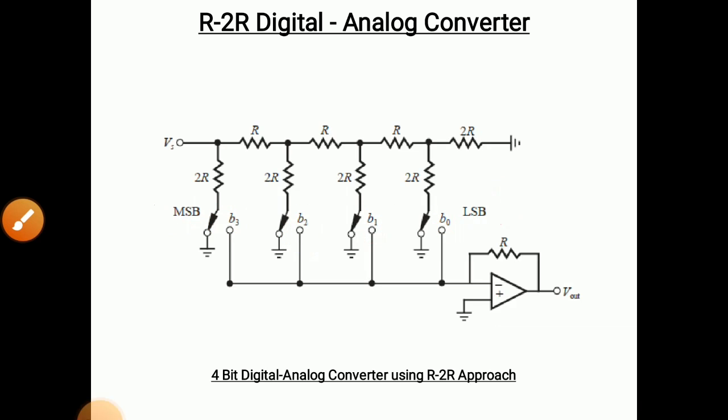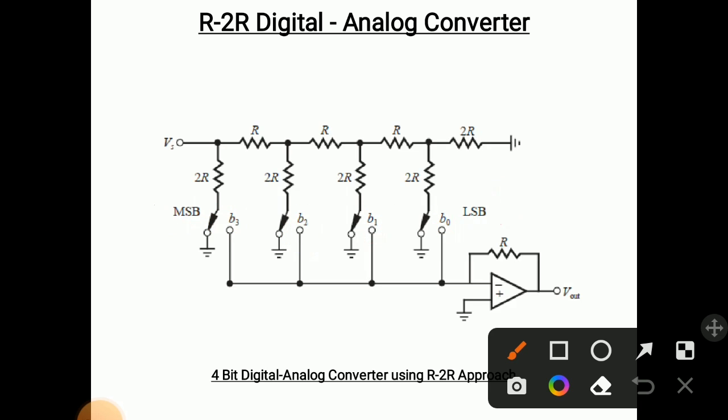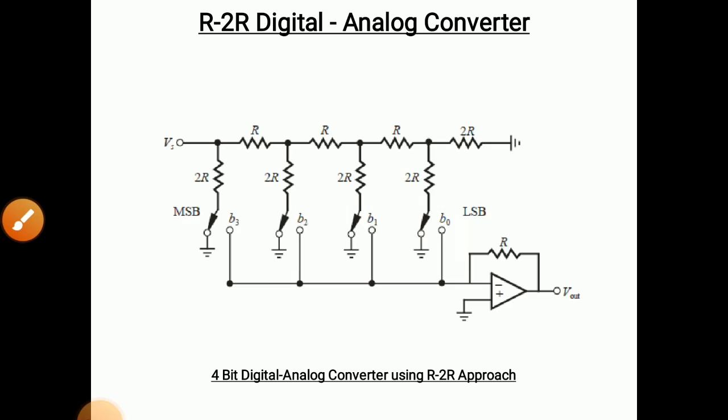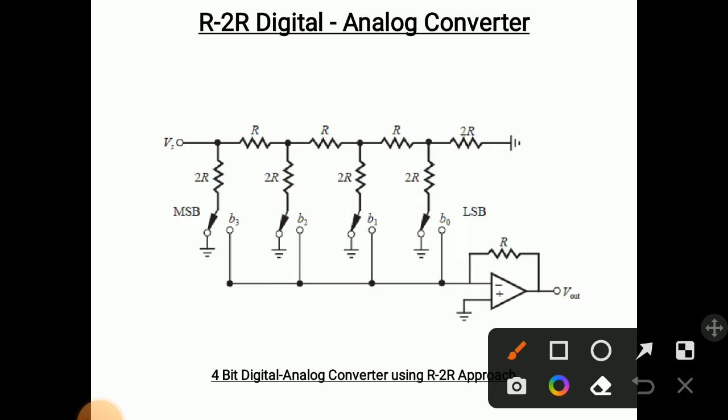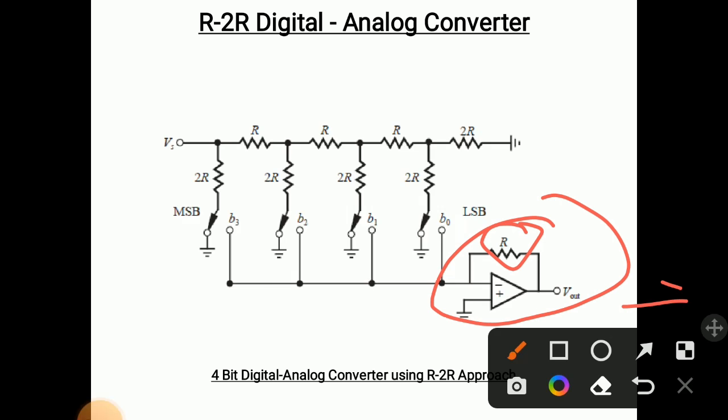When the input is 1, it is connected to the output line like this, and when the input is 0, it is grounded like this. The ground position is also shown. An op-amp is also shown over here, and the op-amp also has a resistor R. We get the output voltage V output. So like this the construction is there.